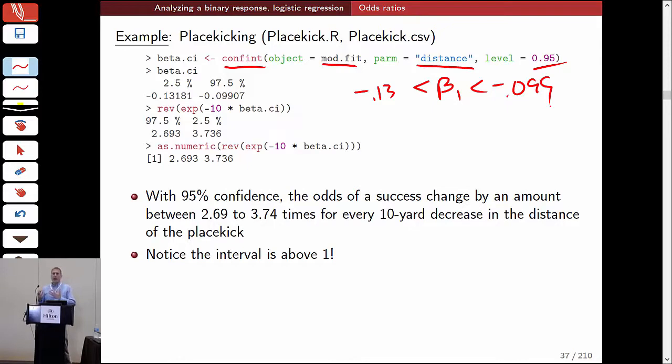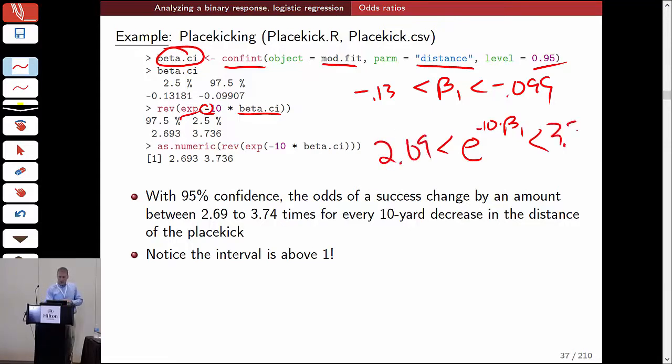Then to find a confidence interval for the odds ratio, remember I want e to the negative 10 times beta 1. What I can do is take negative 10 times my information that's in beta.ci. Sorry, I forgot to mention that. That's where I stored my interval. Apply the exp function with it. And then I use the rev function for reverse, because by using that negative there, what that's going to do is put 3.7 first and 2.69 second. I want to reverse it so that I have the lower number first, upper number second. And so my interval is 2.69, 3.74.